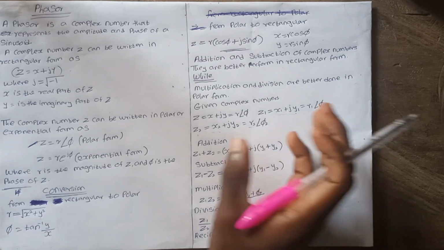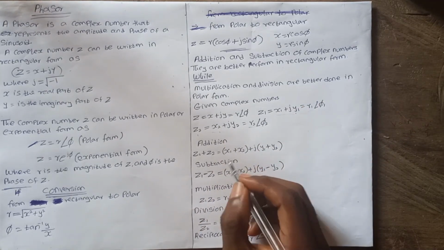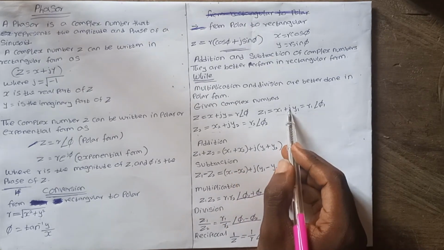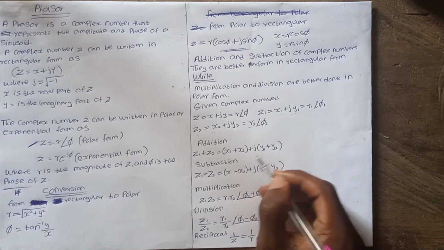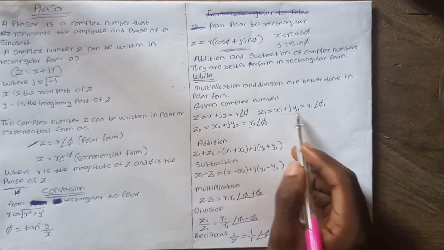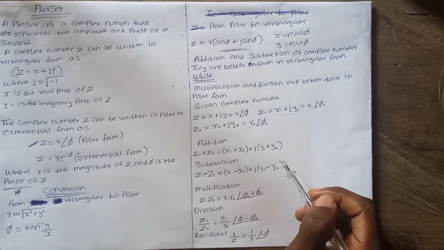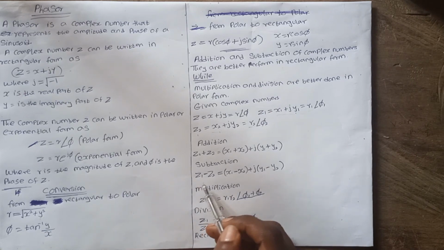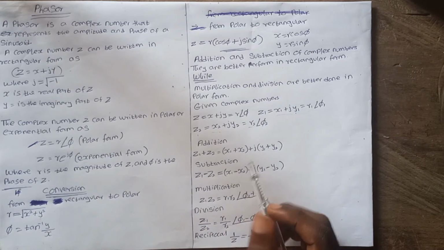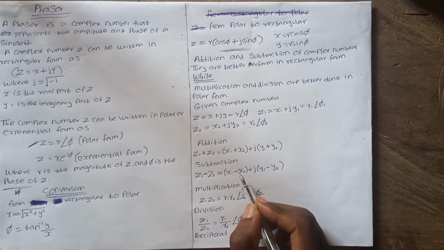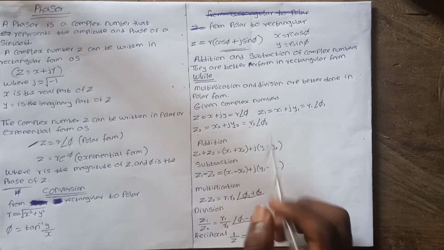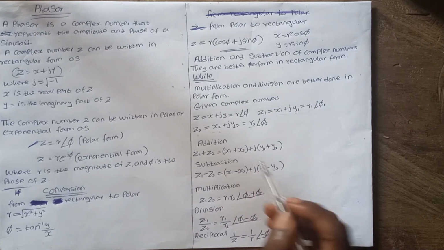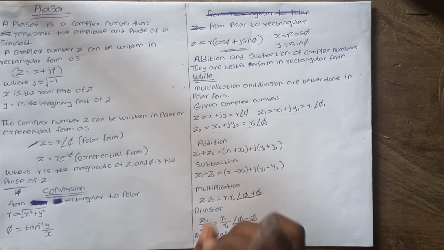So you take the x, you open your bracket, x1 plus x2, close the bracket, plus this one. This j is common to both of them, so it will be j into the bracket y1 plus y2, close the bracket. Then subtract again. It's still going to be performed in rectangular form. Z1 minus Z2 equals, open bracket, x1 minus x2, because we are doing minus, then plus j, open bracket, y1 minus y2, then we close the bracket. That is addition and subtraction.